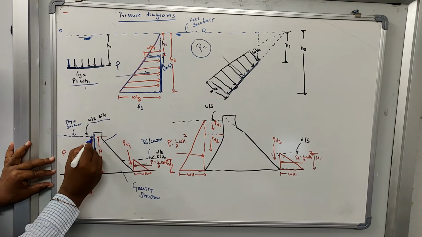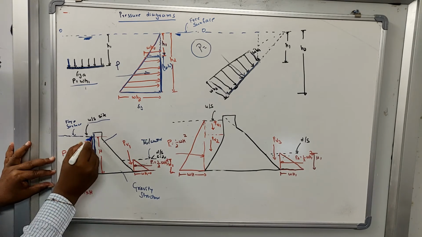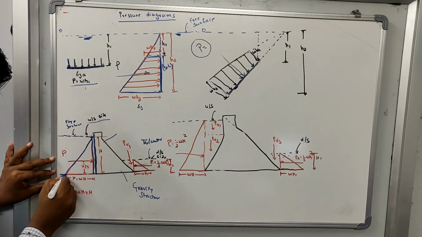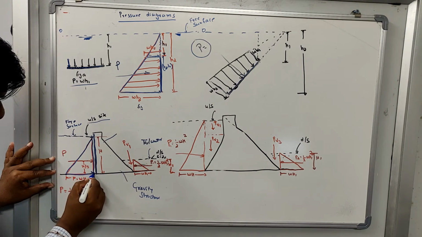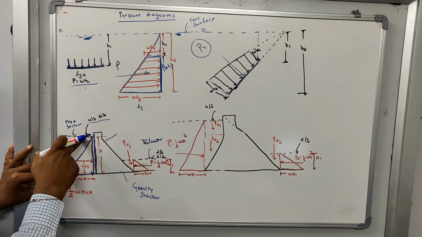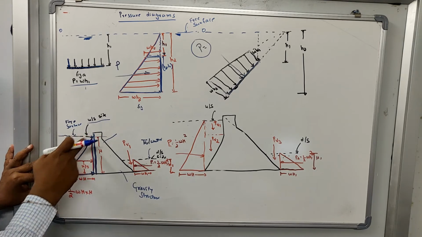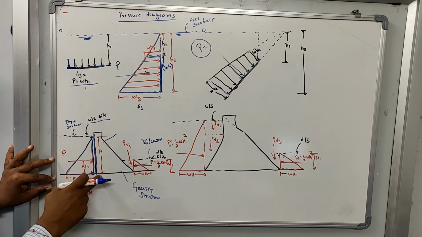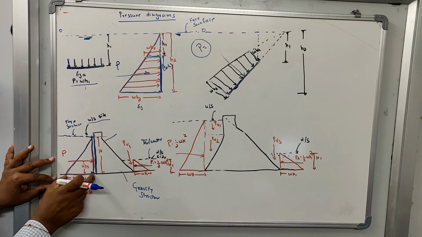You draw the pressure diagram. It is triangular in shape, as I have told, having the maximum pressure intensity at the base and zero pressure intensity at the free surface. So this is the pressure distribution diagram. This is the maximum pressure intensity. This small p is equal to WH.